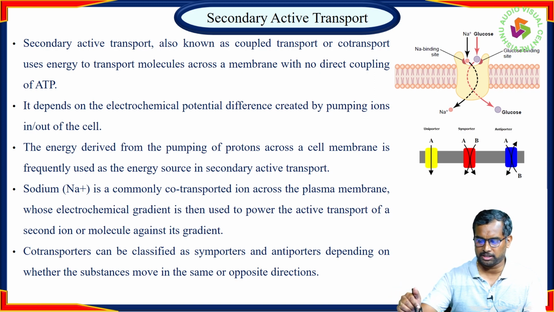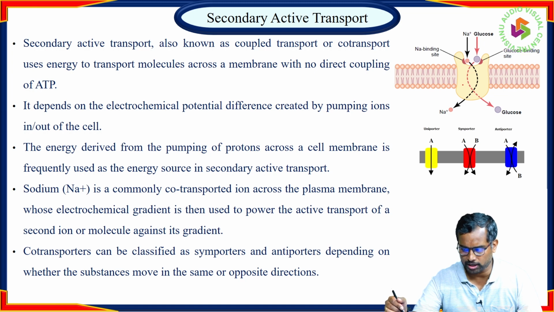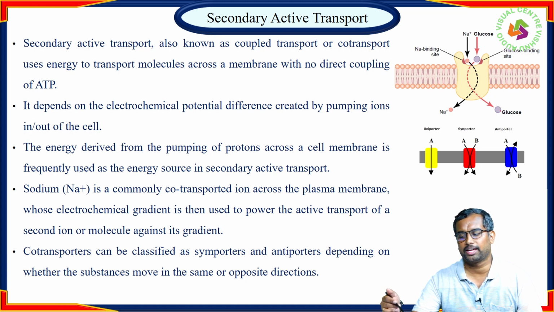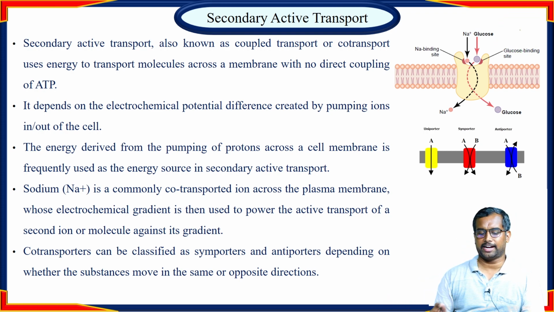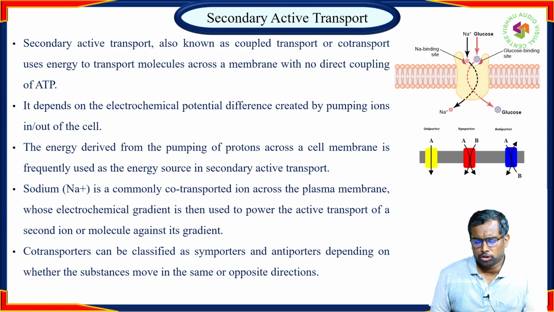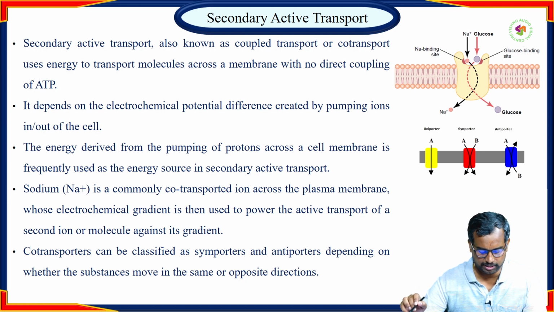So Na plus is pulled into the system so that the electrochemical gradient is developed, and in order to balance it out, the glucose molecule present in the external layer is pulled along with it, so that the overall electrochemical potential across the cell membrane is maintained over the entire section. The energy derived from the system across the cell membrane is used as the energy for this entire transport process in secondary active transport.